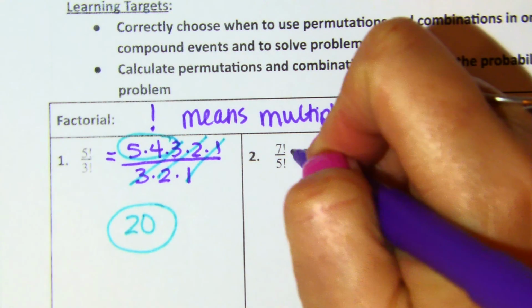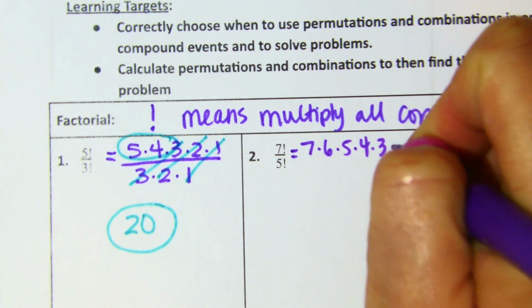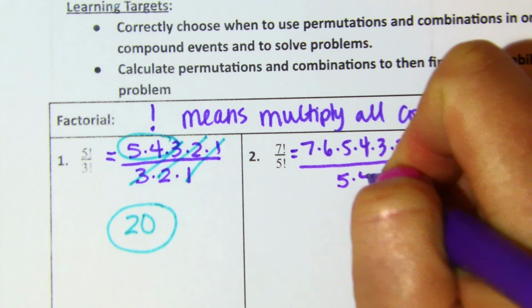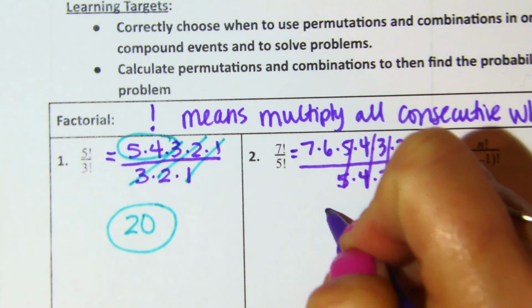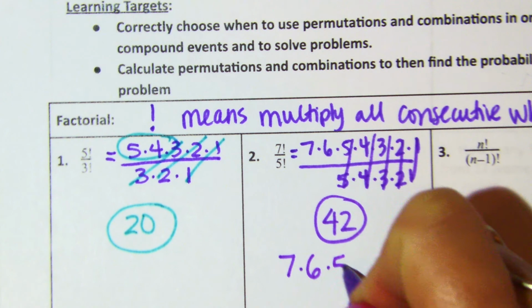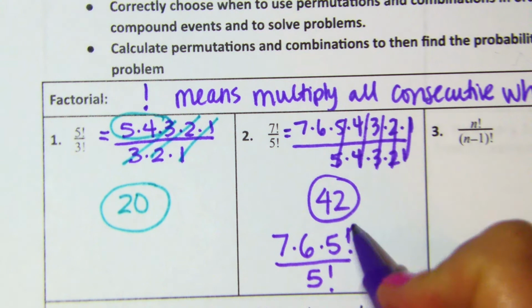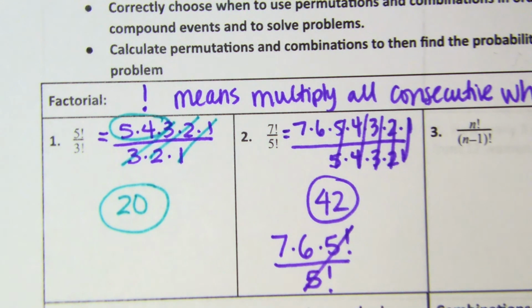Okay, hopefully you did that. So I have 7 times 6 times 5 times 4, 3, 2, 1 over 5 factorial. So those cancel, and you just get 42. Another way to write it is 7 times 6 times 5 factorial. And then you see that you have a 5 factorial on the bottom. And then you don't have to write 5, 4, 3, 2, 1, because we all know what that is. So you can do it either way. It's fine. All right, let me show you how to do this with variables.